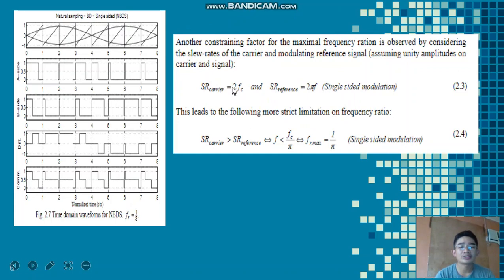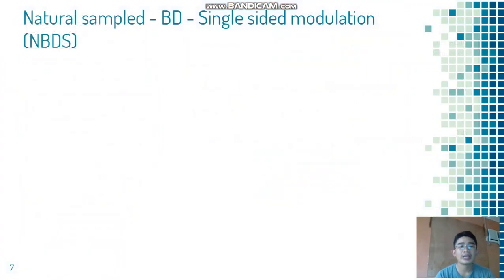ωC, the carrier, is equal to 2π times frequency fC, and ωR, the reference, is equal to 2π times frequency fR. This leads to the following more strict limitation of the frequency ratio: ωC, the carrier, greater than ωR, the reference, or fR is less than fC over π. Natural sampled BD single-sided modulation.